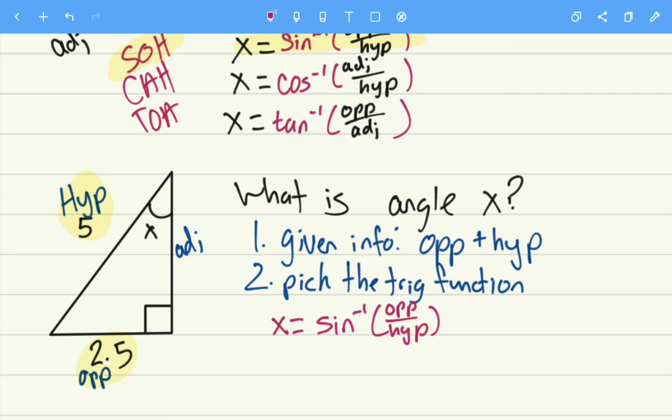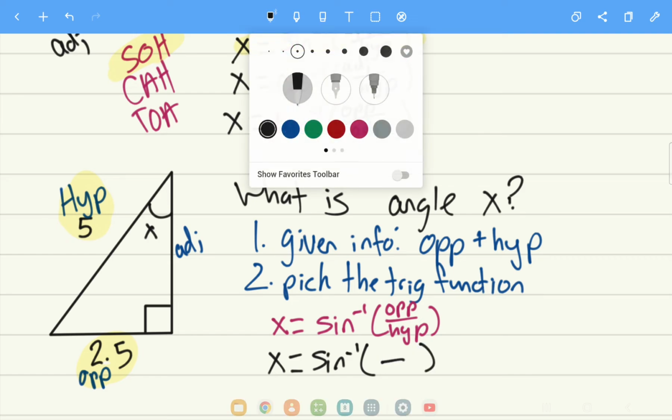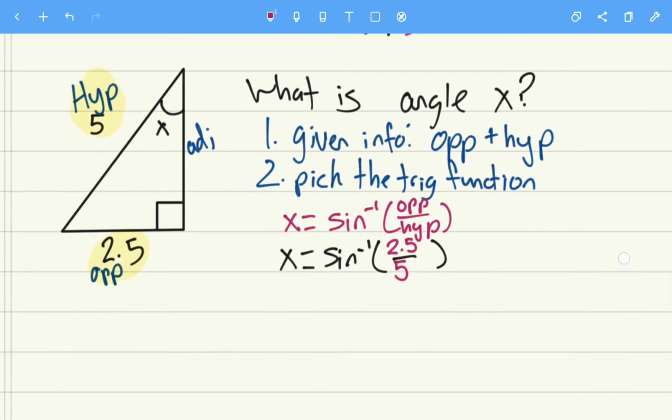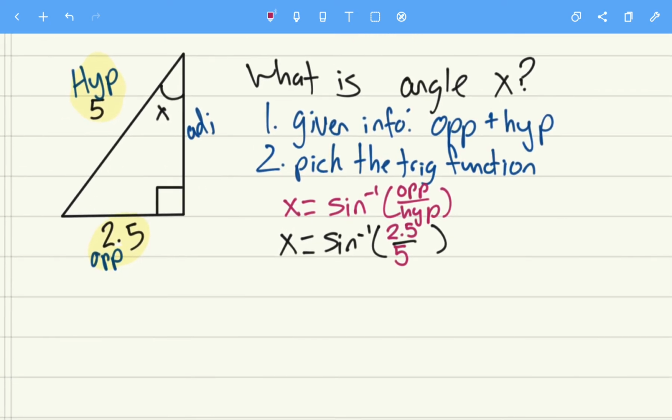So now that we know which function we're using, we are just going to be plugging in our values. So x equals sine inverse. Our opposite side is here, 2.5. And our hypotenuse is 5. So we know x equals the sine inverse of 2.5 over 5, which we can just use a calculator for. Our best friends in math.